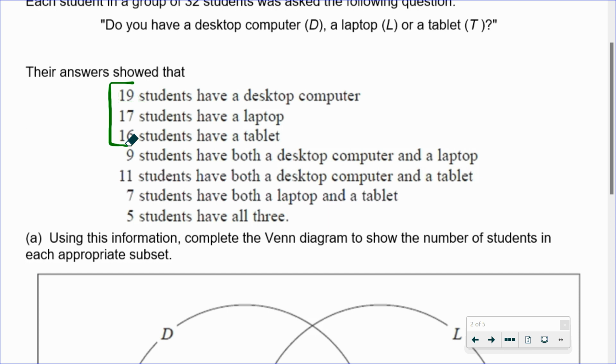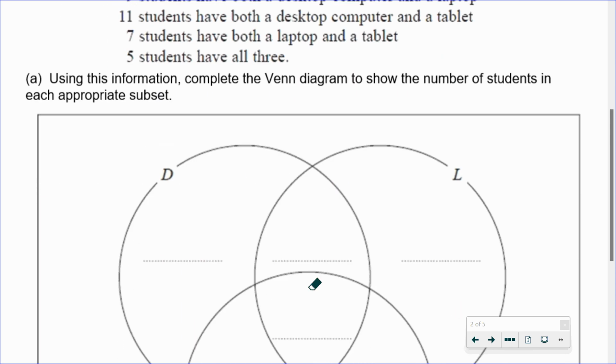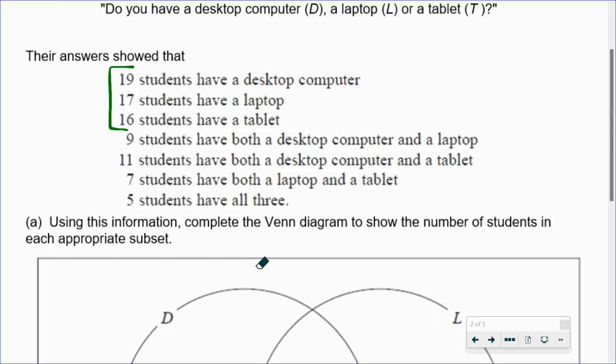The first three are students who have one particular thing. There are people who could have a desktop, but they could also have a laptop or a tablet, but there are 19 people who at least have a desktop in total. That means that this circle here adds up to 19. In the same way, this circle is going to add up to the laptop one of 17, and this one 16.